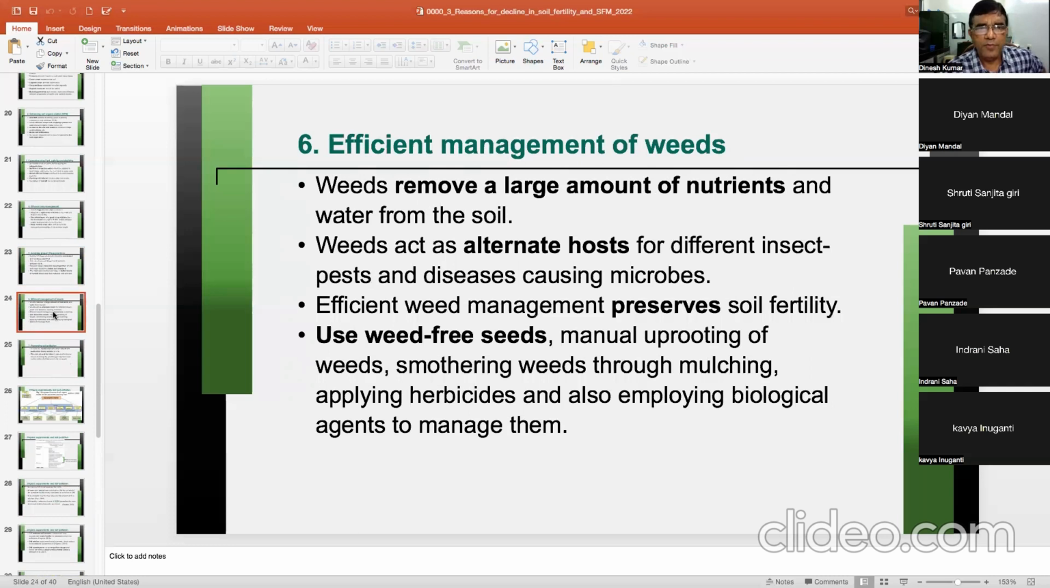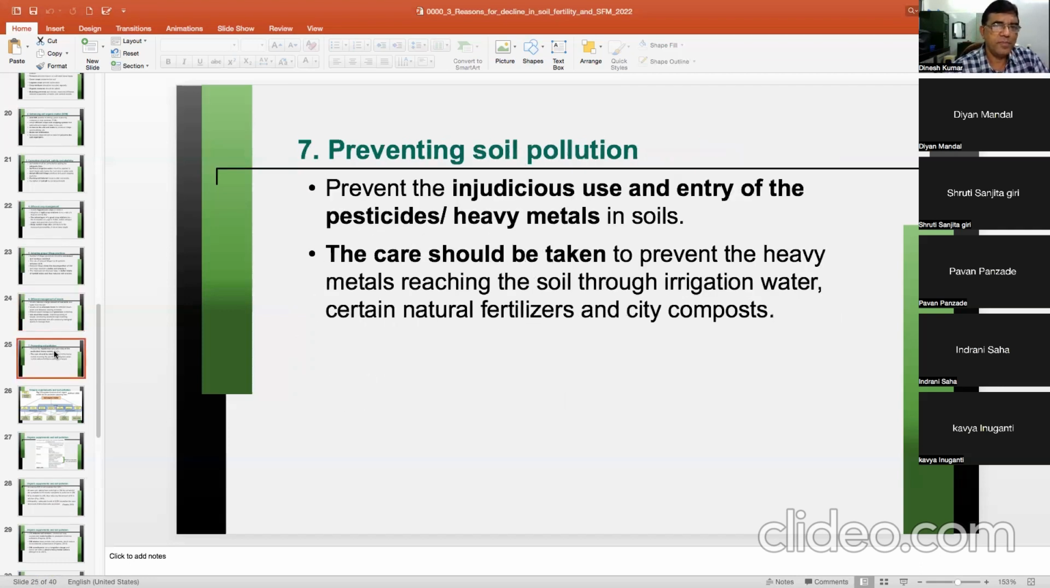Then weeds should be controlled. It is necessary to control the weeds. As a student, you know that weeds remove a great quantity of nutrients. Therefore, weed management is necessary to conserve the nutrients in the soil.